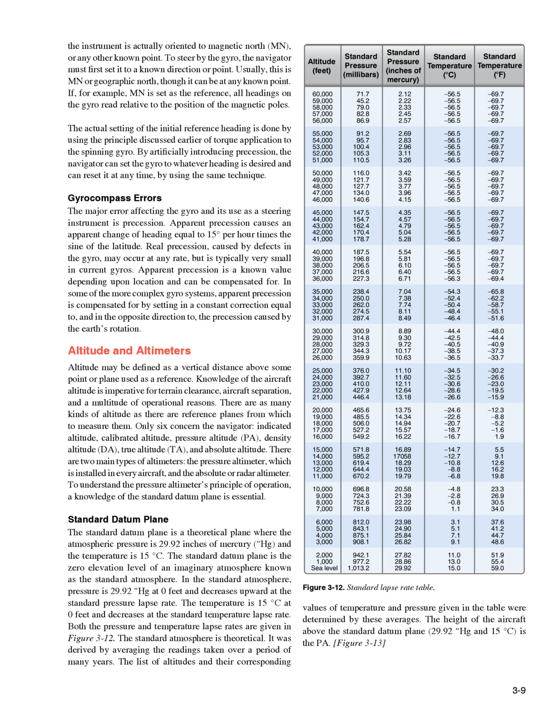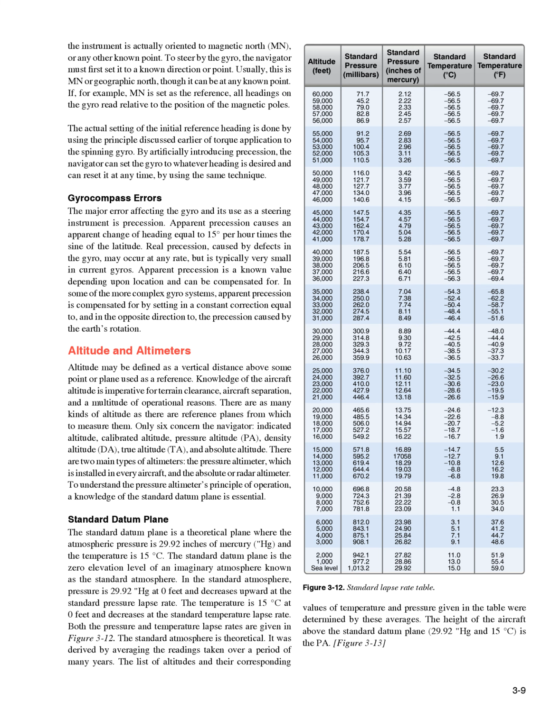Gyro compass error is the major error affecting the gyro, and its use as a steering instrument is precession. Apparent precession causes an apparent change of heading equal to 15 degrees per hour times the sine of the latitude. Real precession, caused by defects in the gyro, may occur at any rate, but is typically very small in current gyros. Apparent precession is a known value depending upon location and can be compensated for. In some of the more complex gyro systems, apparent precession is compensated for by setting in a constant correction equal to, and in the opposite direction to, the precession caused by the Earth's rotation.